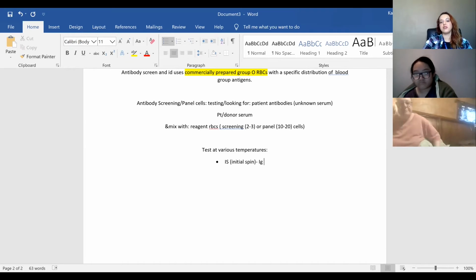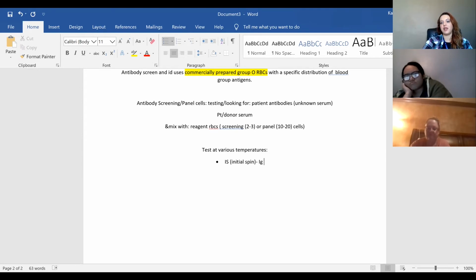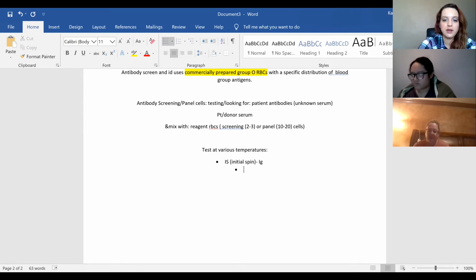So IgG is the most clinically significant. Why is IgG clinically significant? Because it reacts at, the fetal? Reacts at what temperature? 37. Which is body temperature, right? Right. So that's going to be down here.